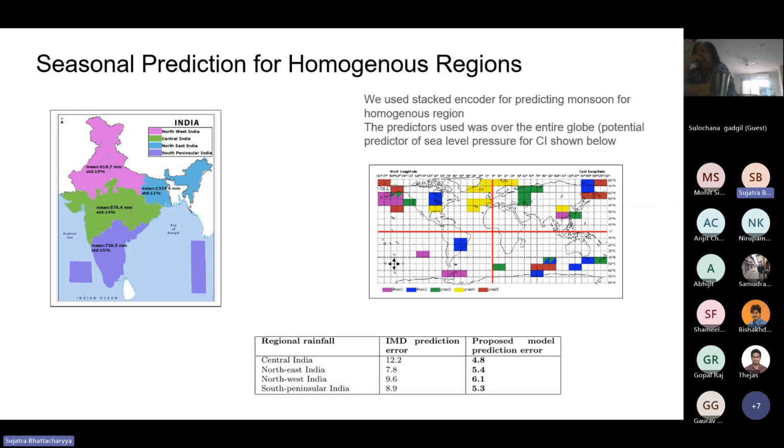So we did a prediction for the various homogeneous regions. And these were the various regions of the world which combined to give you the first forecast for various parameters. These are the homogeneous regions where we looked at it and how it compared to, let's say, the IMD predictions. So you could see that the numbers were similar.